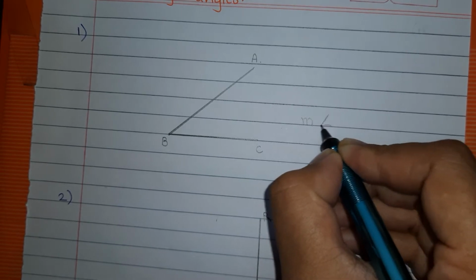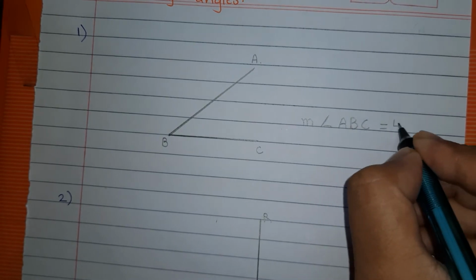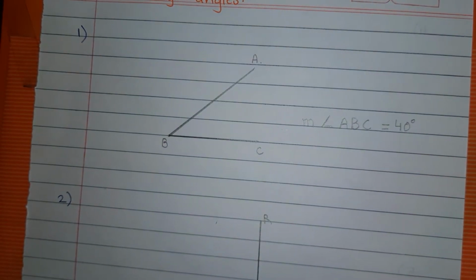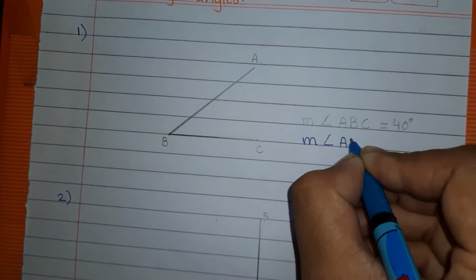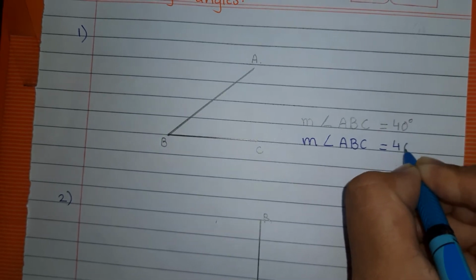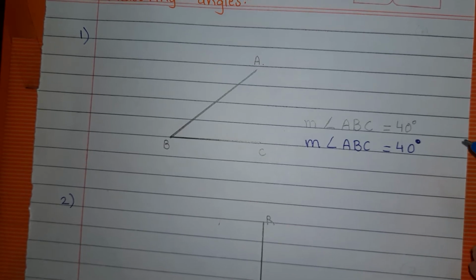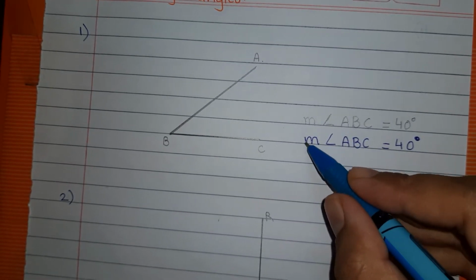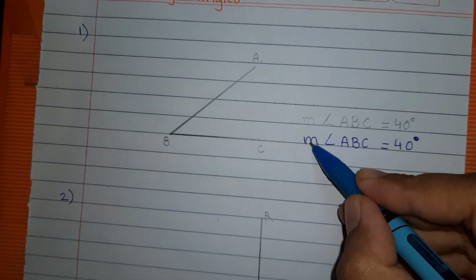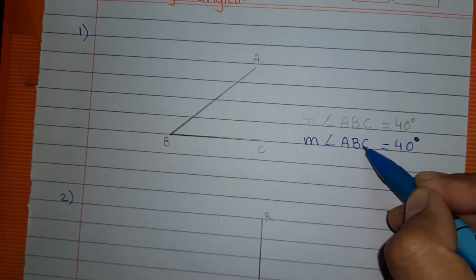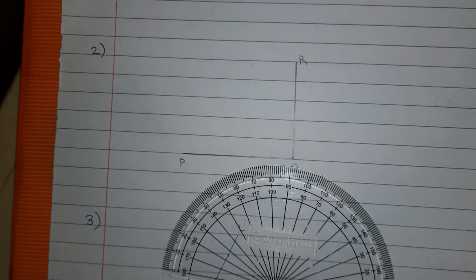Measurement of angle ABC is 40 degree. Let us write this with pen. Measure of angle ABC is 40 degree. This small circle is the symbol for degree. Understood? And what is small m? This m is for measurement. Measurement of angle ABC equal to 40 degree. Understood? Now let's see the next one.